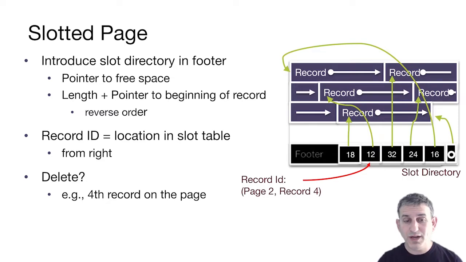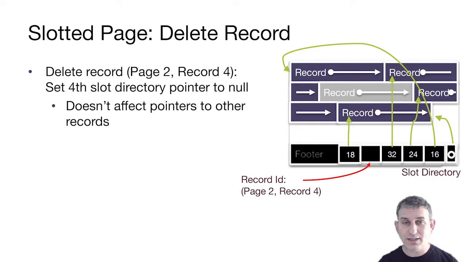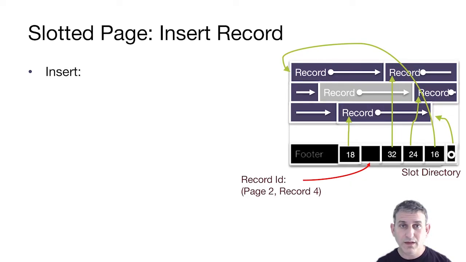Now suppose we wanted to delete that record. How would we do that? Well, deleting it's actually quite simple. We're just going to set that slot directory entry to null. It's going to have a null length and a null pointer. Now this isn't going to affect the pointers to any of the other records. It's simply an entry change in the slot directory. Effectively, however, the storage that used to be occupied by that record is now unused. It's unaddressable even.